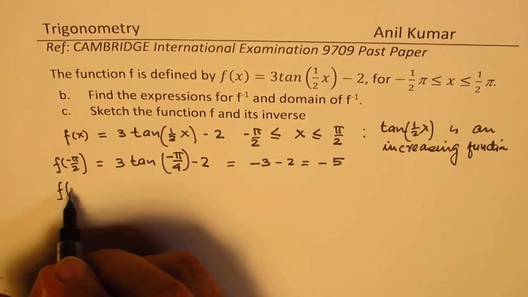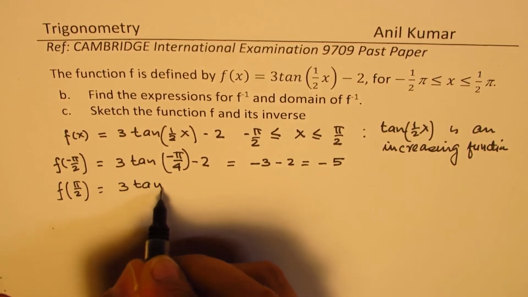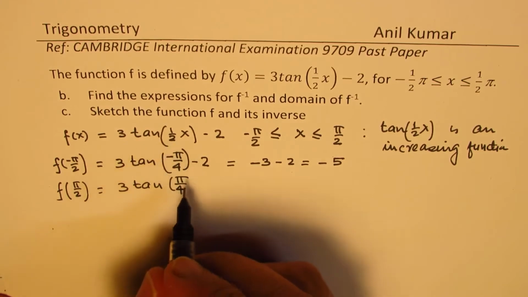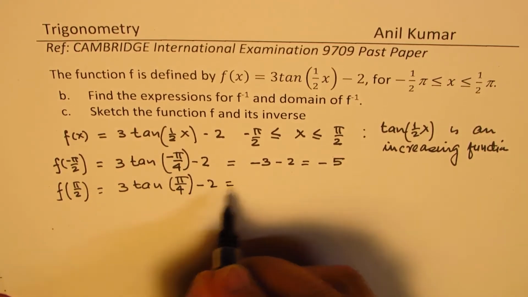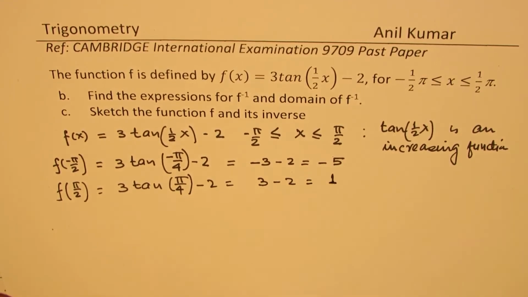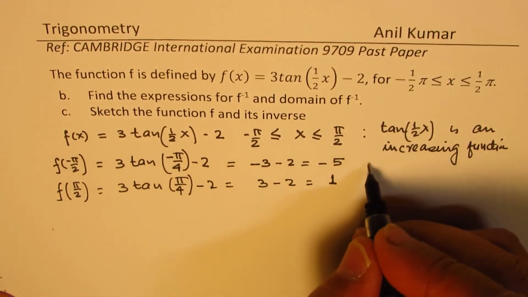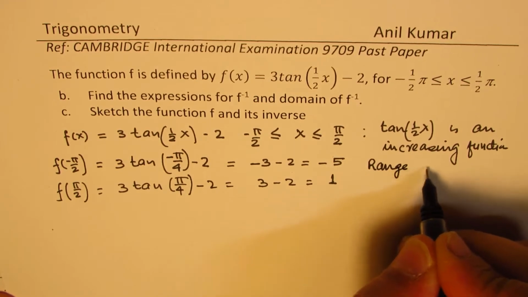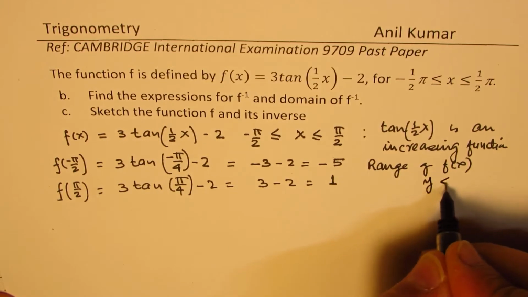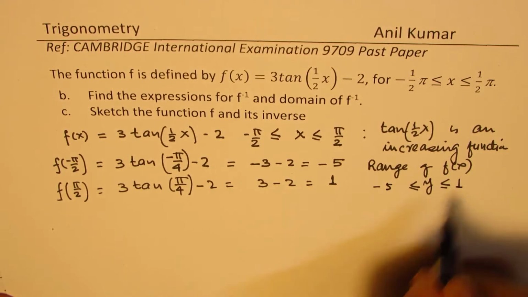And the value of the function at pi by 2 is going to be 3 tan pi by 4. So when you substitute pi by 2, divide by 2 is there. So in that case, we get plus 1. So we get 3 minus 2, which is 1, correct? So that is the range of this function. So we can say the range of f of x is that y value is between these two limits, which is minus 5 and 1, correct?